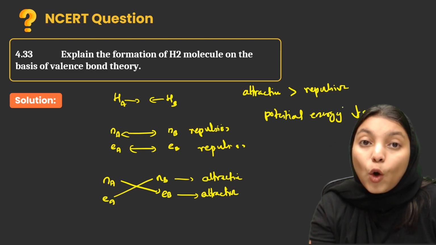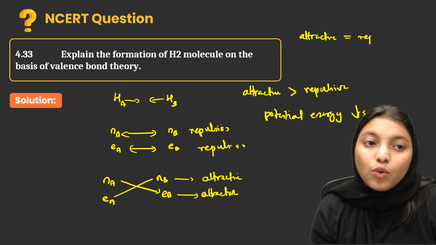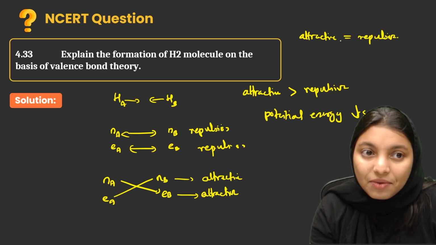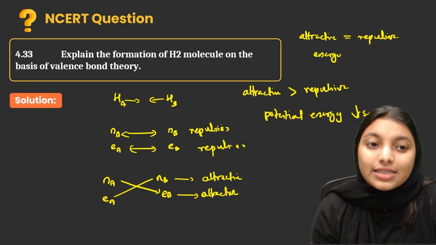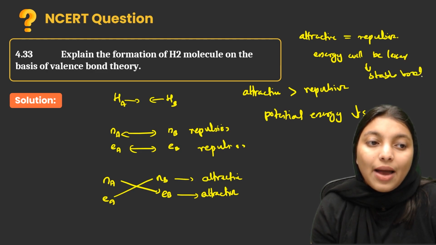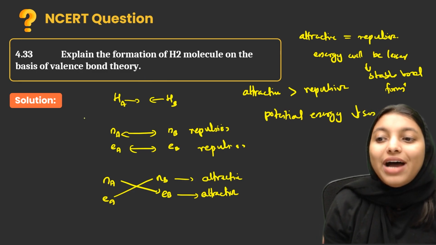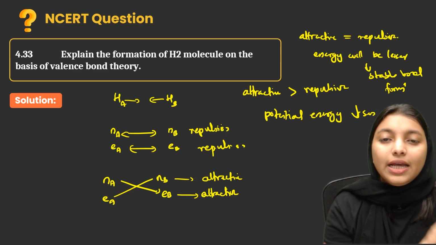And at some point the attractive force will become equal to the repulsive force, and at that point in time what will happen? They will form that bond and their energy will be lesser. So a stable bond formation will be happening between the HA and HB. That is how the formation of H2 is happening according to valence bond theory, we can say. Simply I am saying it like this.